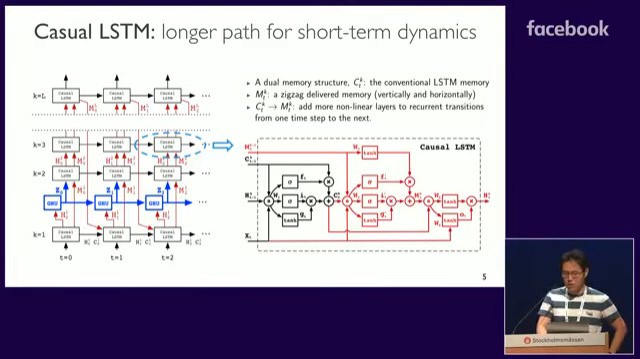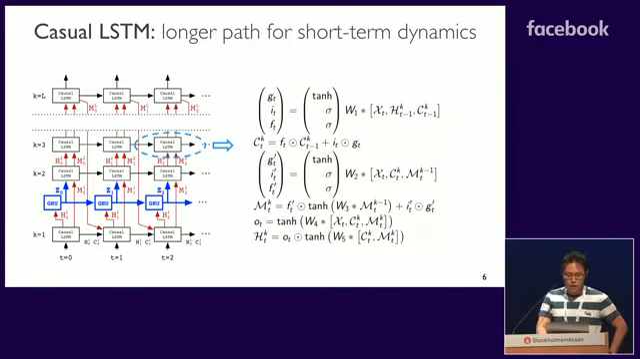And it has a zigzag memory flow. We connect these two memory cells in a cascaded structure so that we can make our model deeper from one time step to the next one. In this way, we add more nonlinear layers in the local temporal neighborhood. And here are the key equations of our causal LSTM unit.